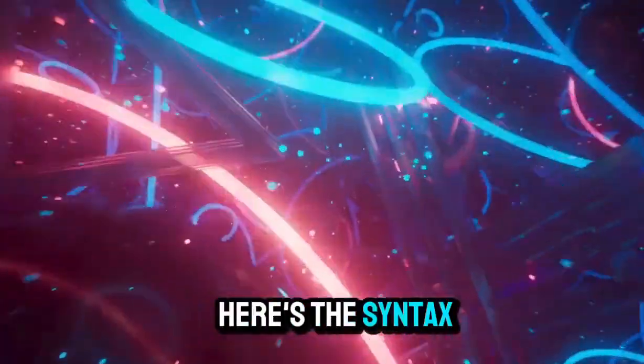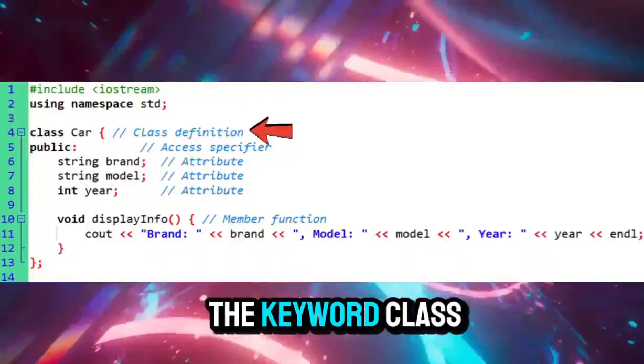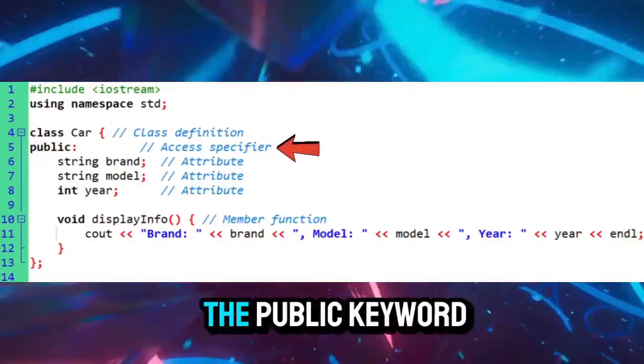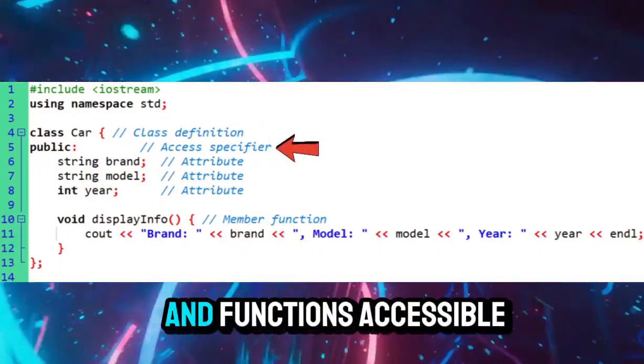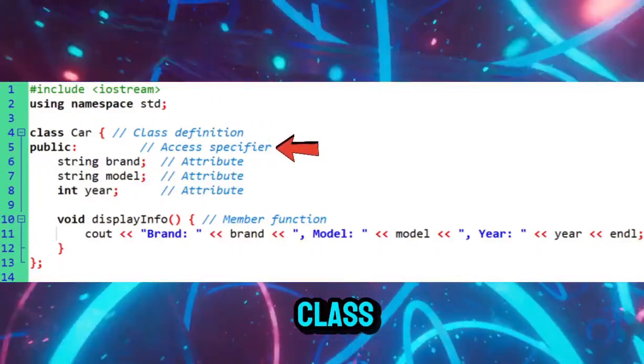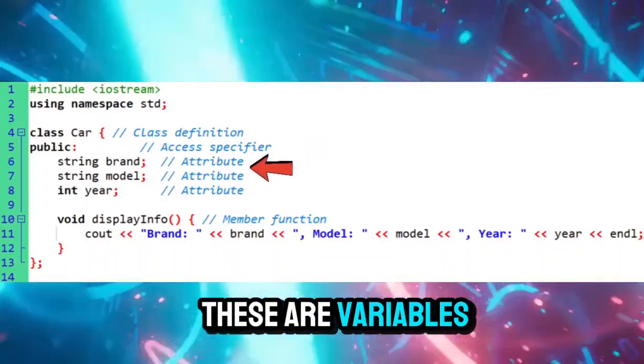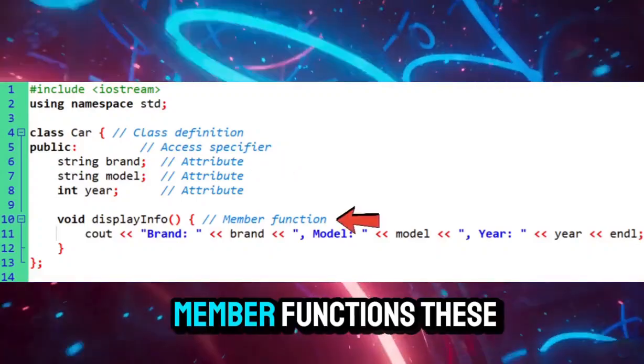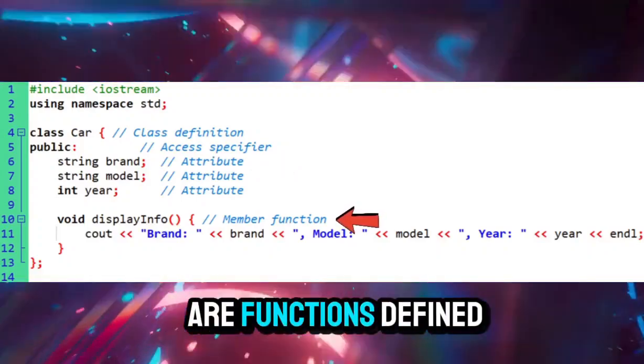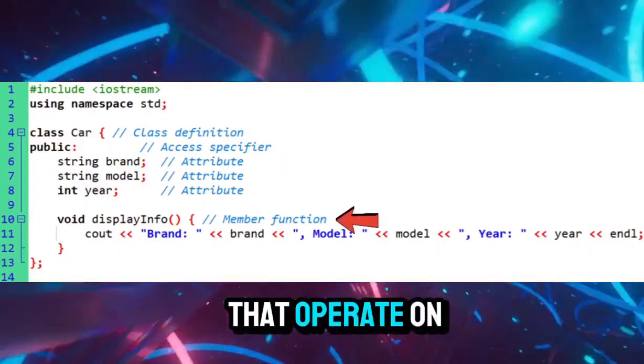Here's the syntax for a class in C++. The keyword class is used to define a class. The public keyword makes the data and functions accessible from outside the class. Attributes, or data members, are variables that hold the data for the object. Member functions are functions defined inside the class that operate on the data.